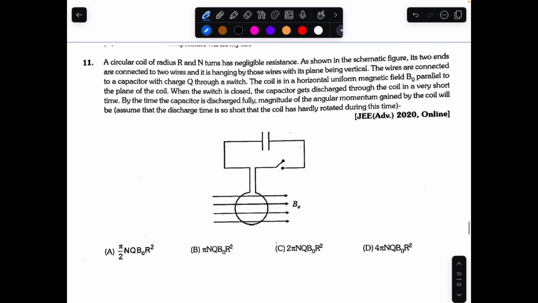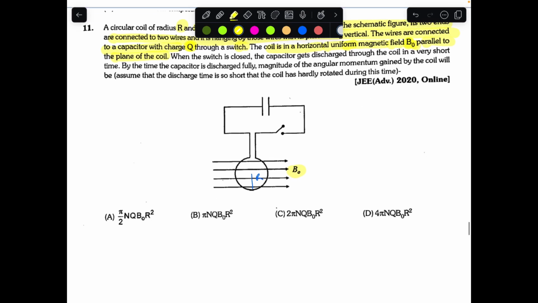Question number 11. A circular coil of radius r and capital N turns has negligible resistance and is connected to a wire. The wire is connected to a capacitor charged with Q through a switch. The coil is in a horizontal uniform magnetic field B naught parallel to the plane of the coil. When the switch is closed, the capacitor gets discharged through the coil in a very short time. By the time the capacitor is discharged fully, find the magnitude of angular momentum gained by the coil.